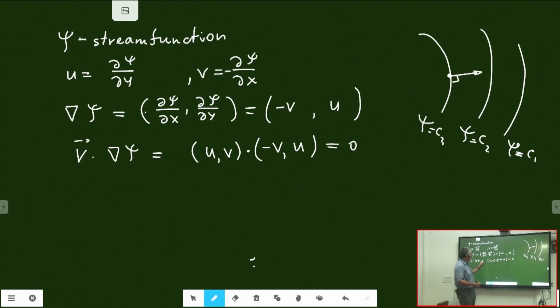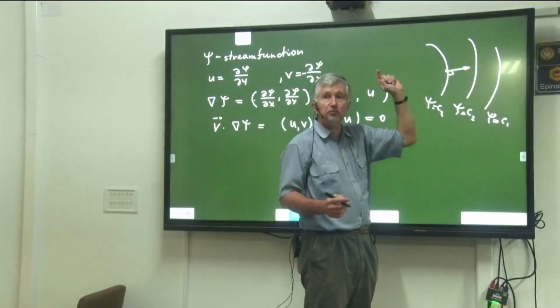So now, what we see here is that the gradient is this vector, and we also showed that the velocity is perpendicular to this gradient. So if this is the gradient, what is the direction perpendicular to the gradient?